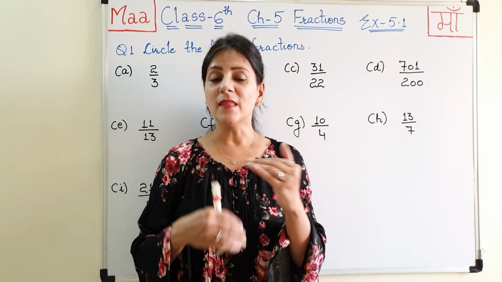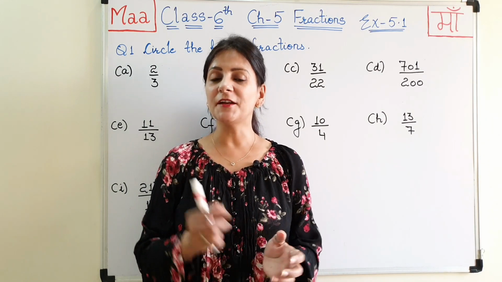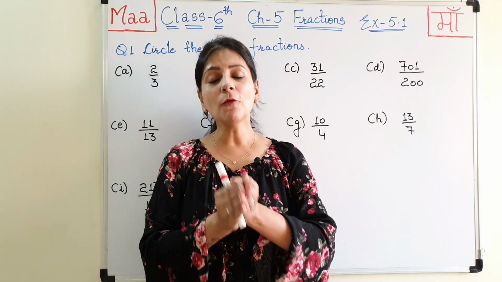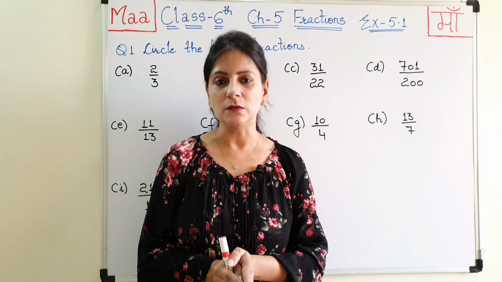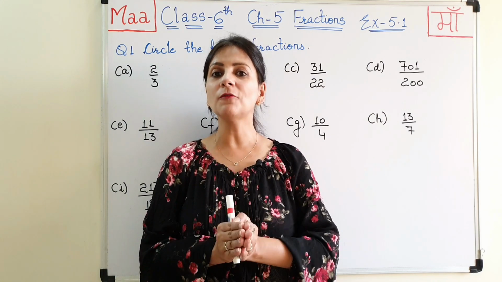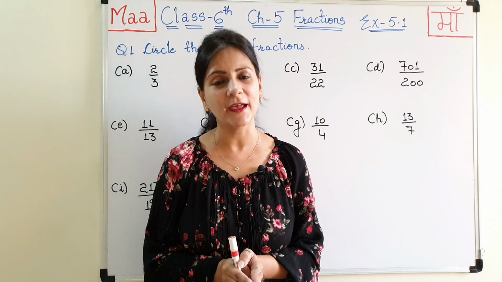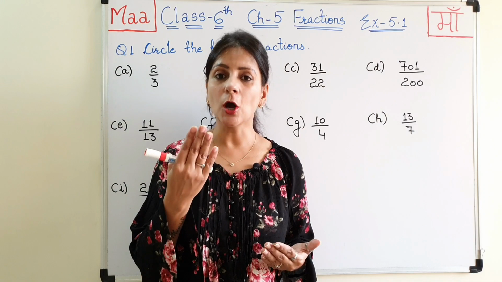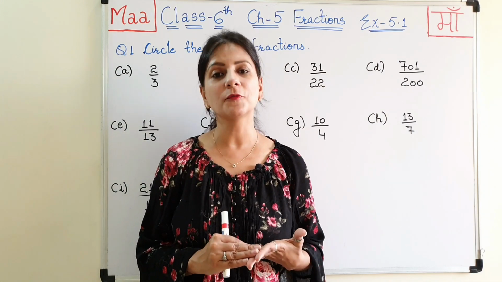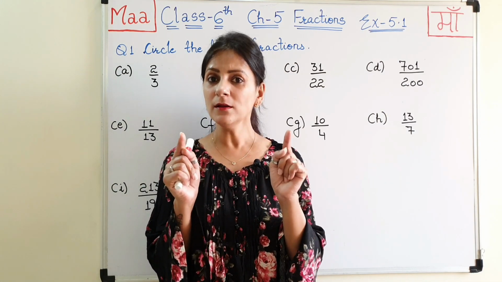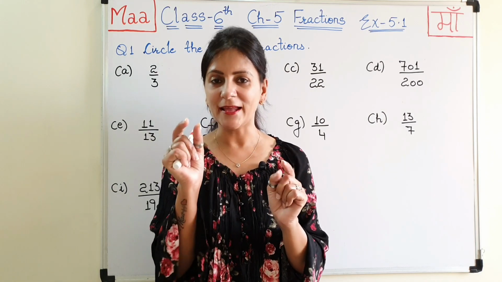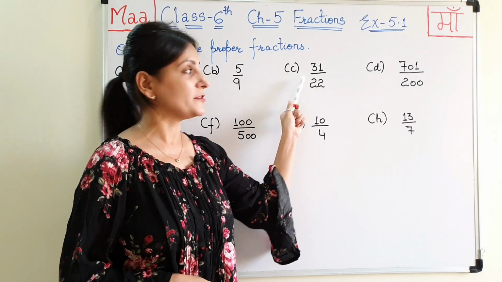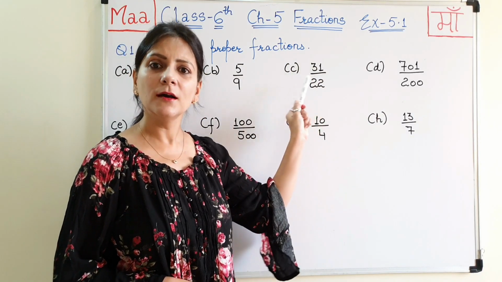Fractions are numbers with a numerator and denominator with a line in between. A part of a whole is called a fraction. Whenever we take a part of any whole, that is called a fraction. It has the numerator at the top and the denominator at the bottom, separated by one horizontal line. So this complete thing is called a fraction.